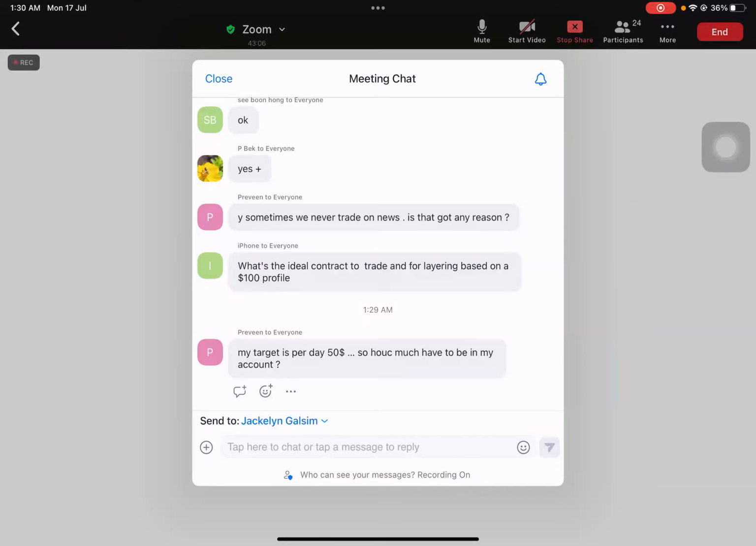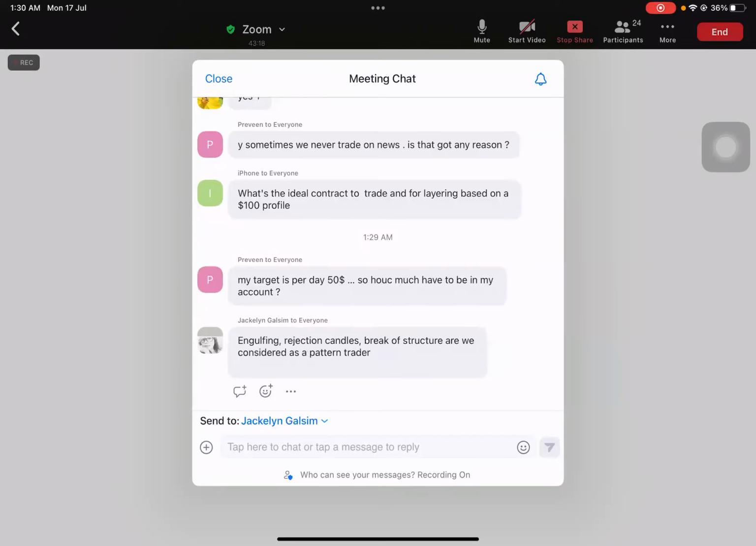Okay. Any problems? Any other problem with the previous setups on AUD CAD? If you don't have problems, I will proceed to GBP JPY and also GBP AUD.